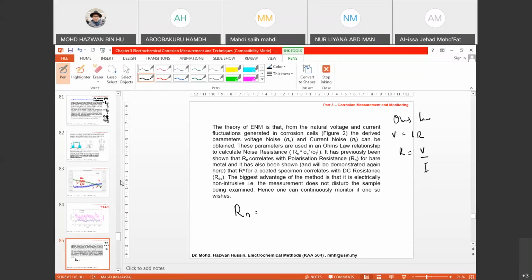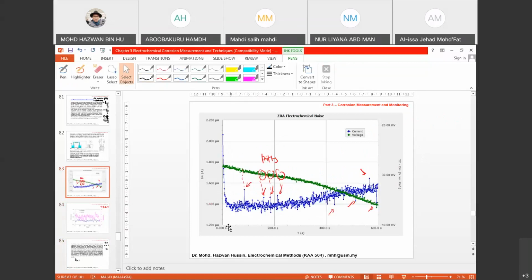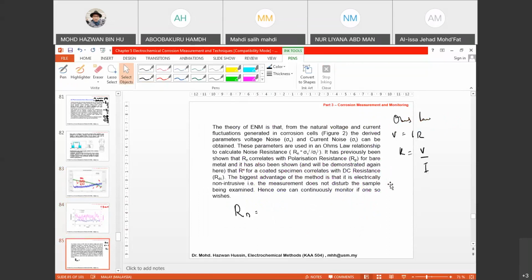The thing is, when you do electrochemical noise, you will get a lot of data at different seconds. So what you need to do next is to calculate the standard deviation of your potential and also the standard deviation of your current, sigma. The standard deviation of potential will give you one value. When you divide it by the standard deviation of current, also one value, it will give you the noise resistance.